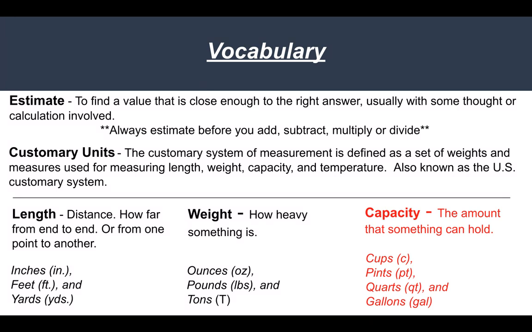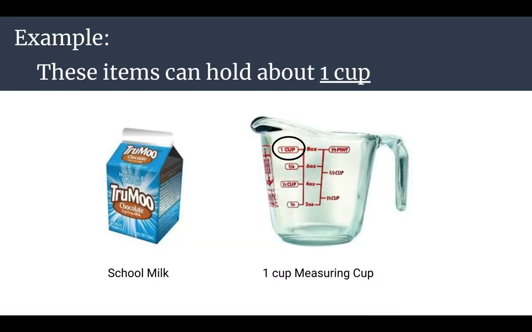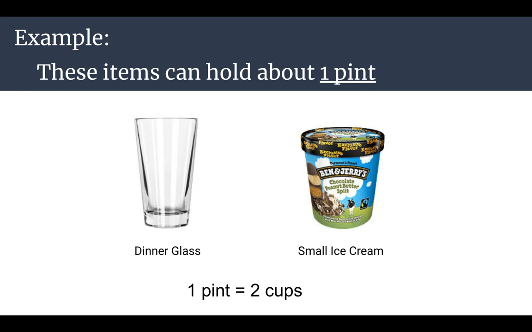Let's do some practice. These items here can hold about 1 cup. There's a box of school milk and a measuring cup with 1 cup labeled on it. Those can hold 1 cup. These items can hold about 1 pint: a dinner glass and a small carton of ice cream. 1 pint is equal to 2 cups.